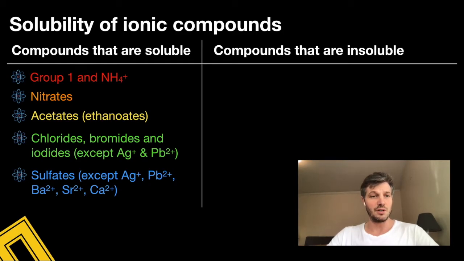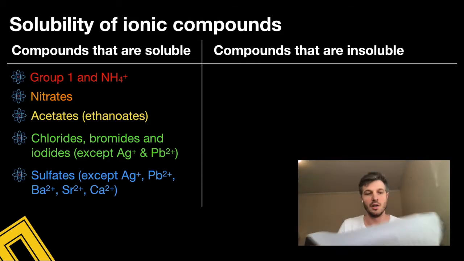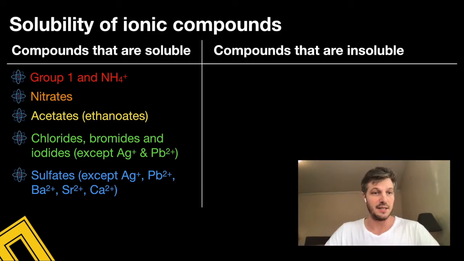So if you've got any sort of compound that has a nitrate in it, let me pull up my periodic table. So we could be talking about magnesium nitrate, for instance. I can see that it is a nitrate on my list, so it must be soluble. Anything in group 1 on my periodic table, so on the far left, anything with lithium, anything with sodium, anything with potassium, anything with rubidium, they're all going to be soluble.